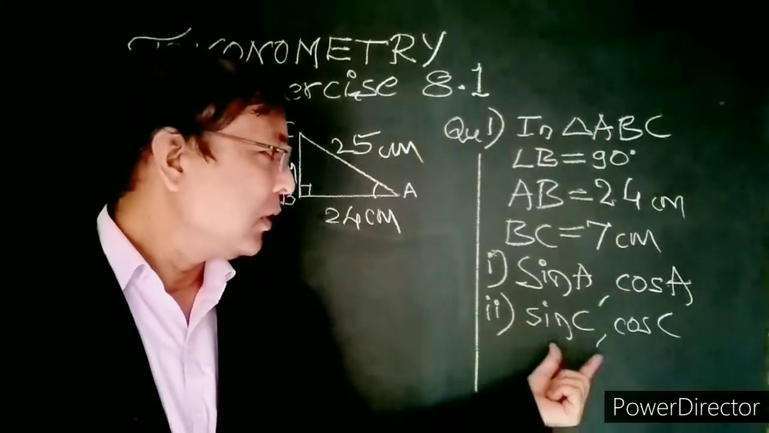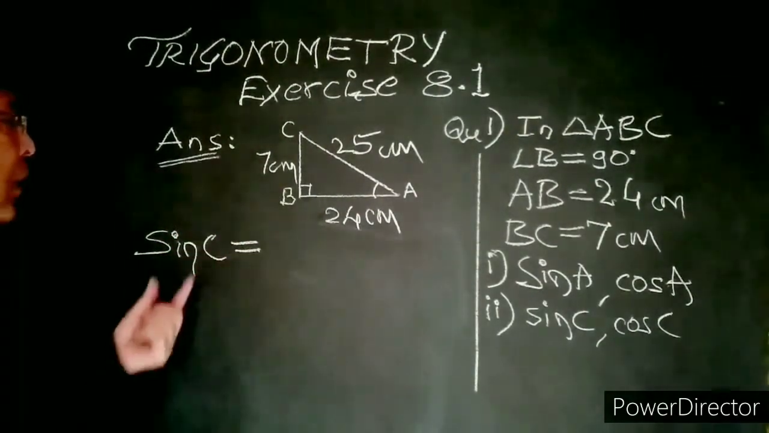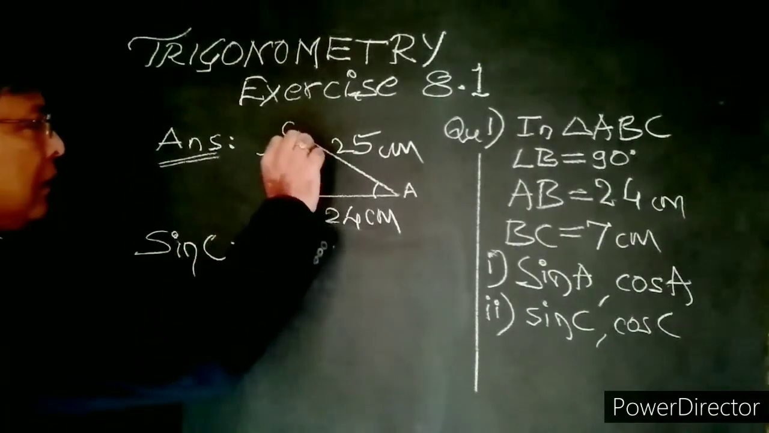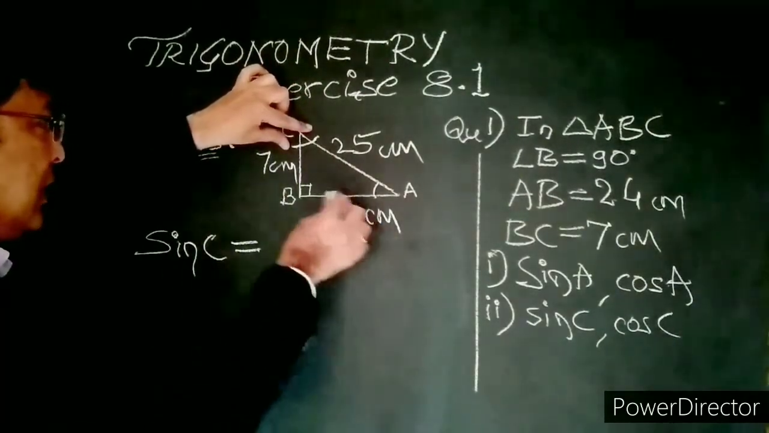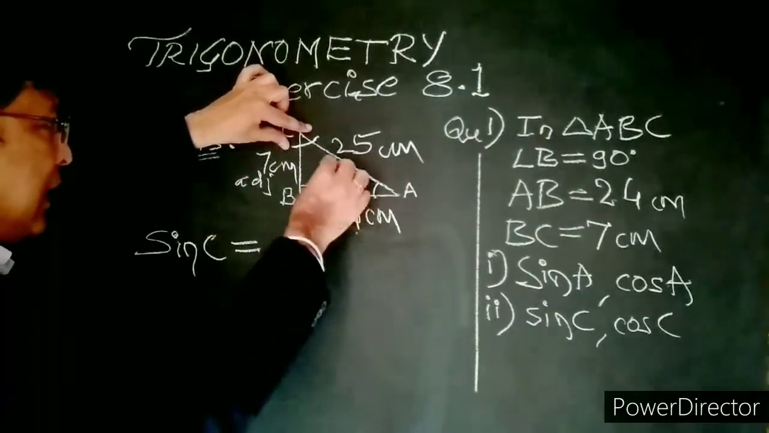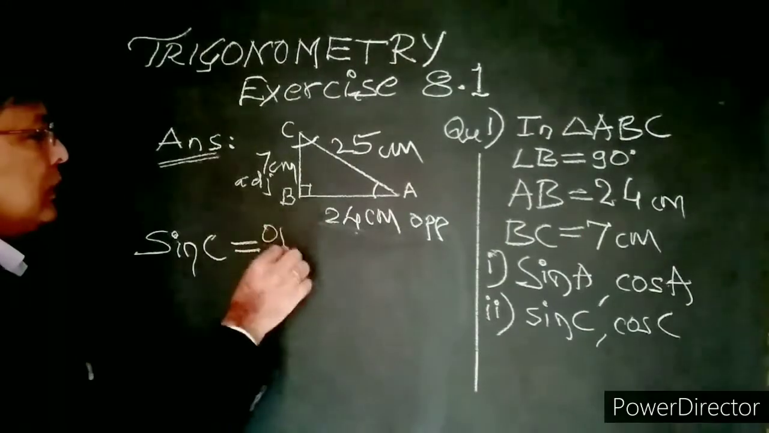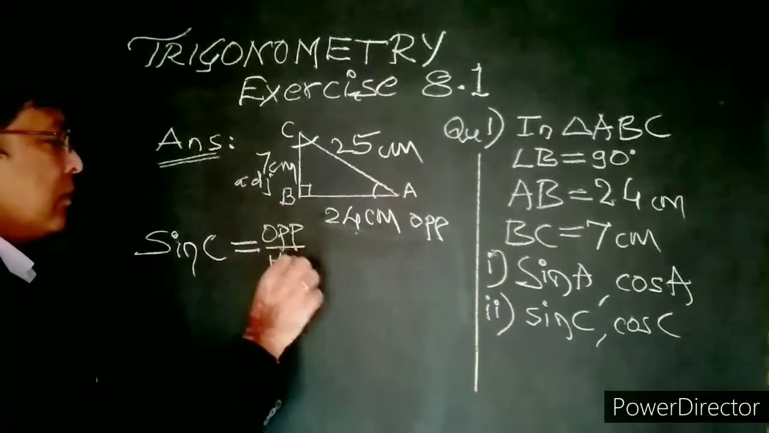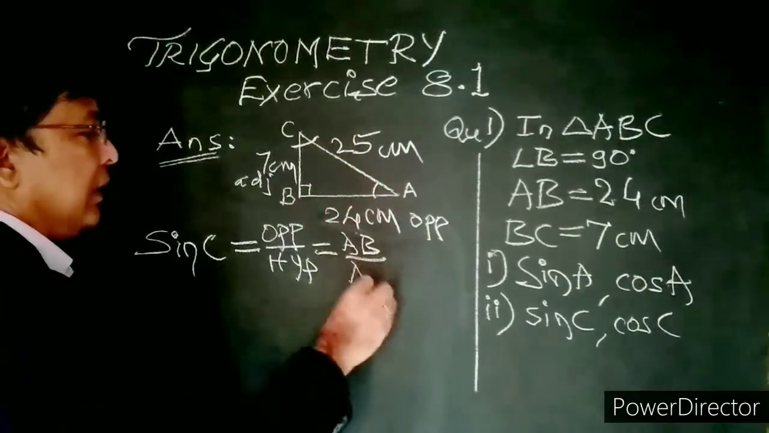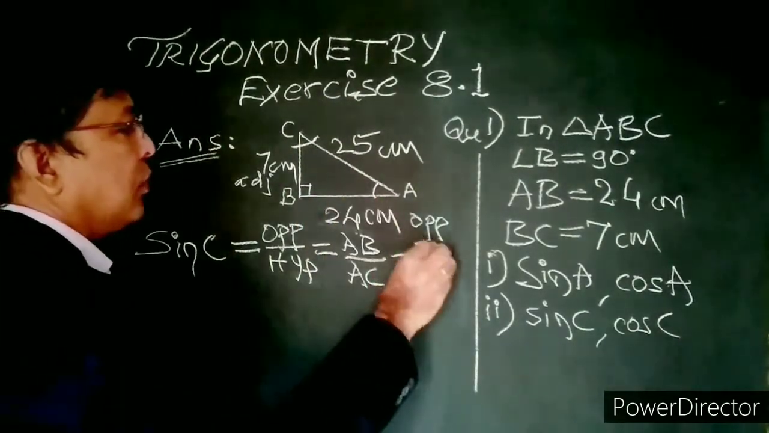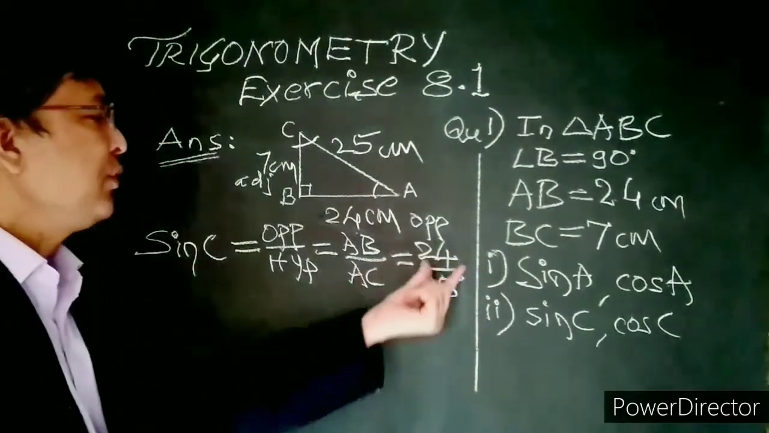Now let us find the values for sin C and cos C. Sin C. Here we have to observe the given triangle from angle C. From here we observe, therefore this side becomes the opposite side and this side becomes the adjacent side. This is the adjacent side, this is the opposite side, and this is the hypotenuse. Therefore sin C means opposite side divided by hypotenuse. In this case, opposite side is AB and hypotenuse is AC. Substituting the values, AB is 24 centimeter and hypotenuse is 25 centimeter. So we get sin C equal to 24 upon 25.